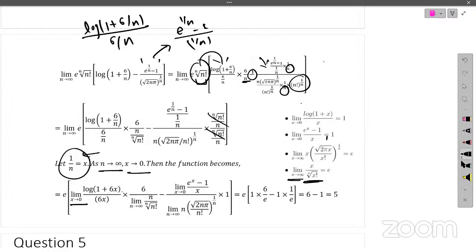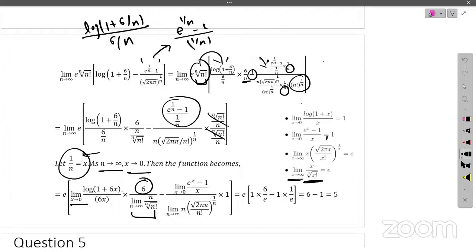So it will become 6 upon limit n goes to infinity n upon nth root of n factorial, right? Because 6 is a constant, whatever limit we apply, it doesn't matter. It will remain as 6 only. So only the limit will be applicable over this term, which is limit n goes to infinity n upon nth root of n factorial. Now let's come to this particular term.